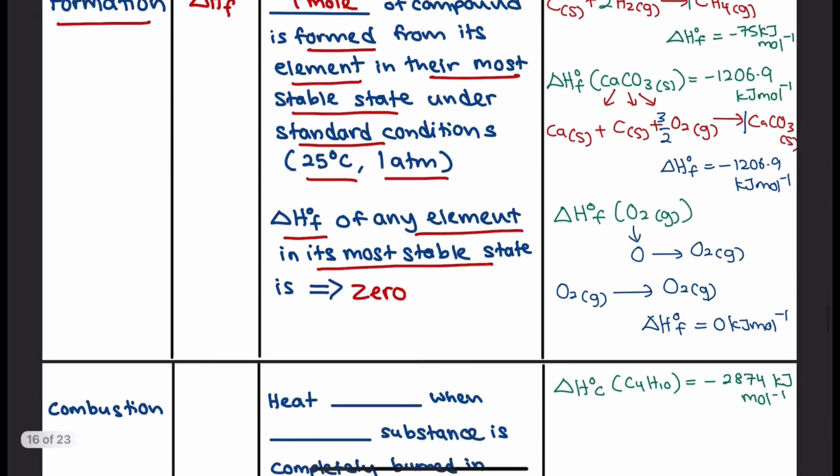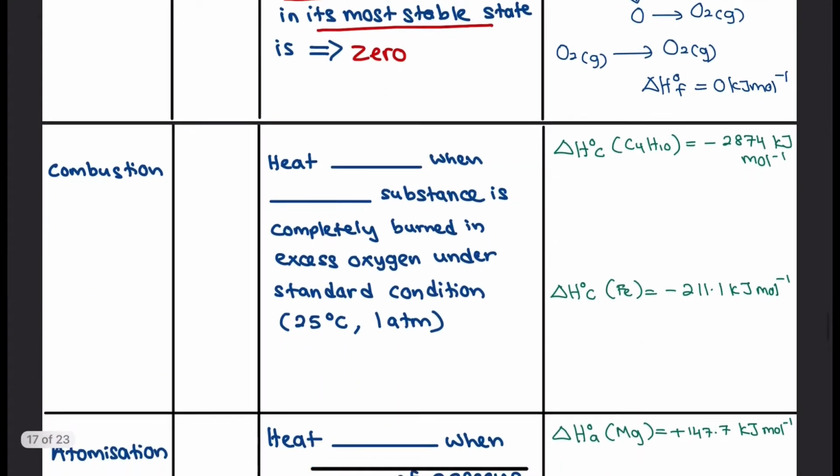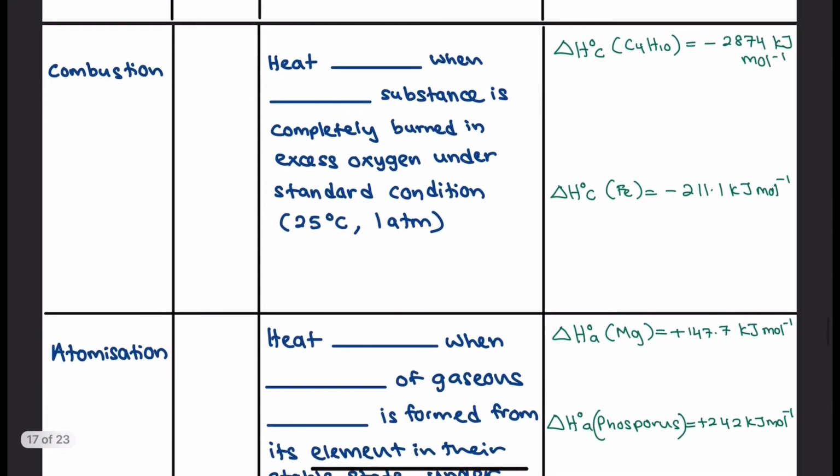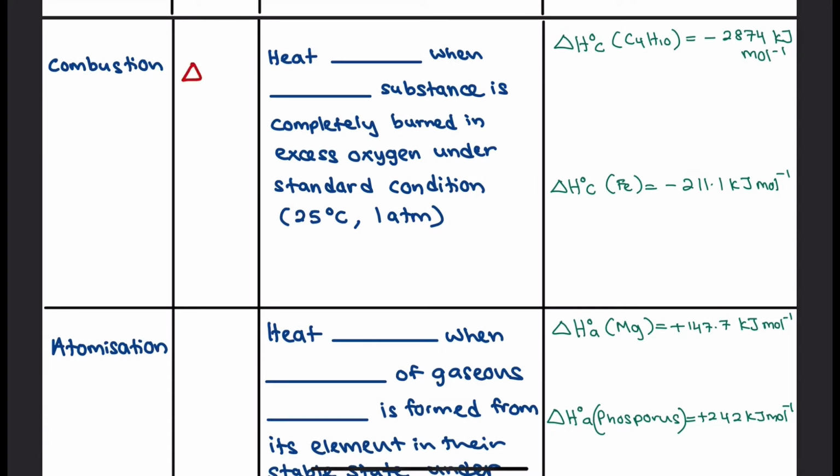Now let's go on to the next enthalpy. It would be combustion. The symbol for standard enthalpy of combustion would be delta H naught with subscript c. And here heat is released, obviously, because there is no combustion that feels cold, when 1 mole of substance is completely burned in excess oxygen under standard conditions of 25 degrees Celsius and 1 atmosphere. Do take note, 25 degrees Celsius can also be written as 298 Kelvin.